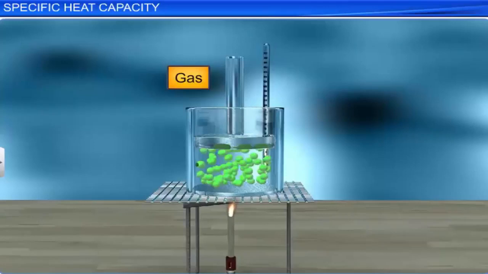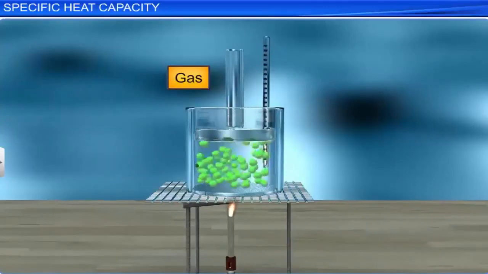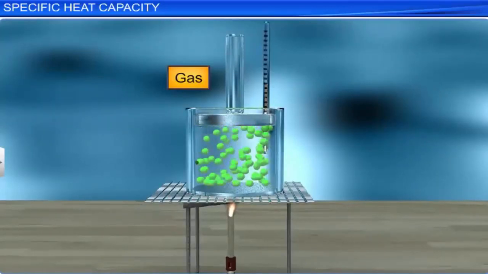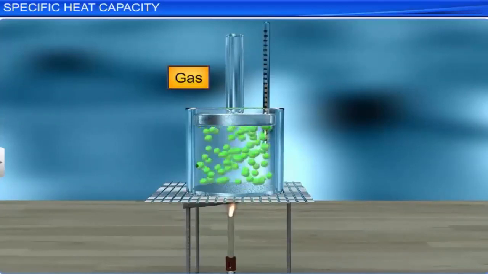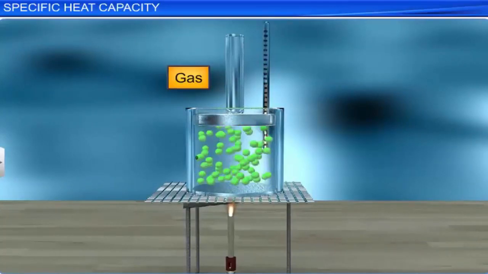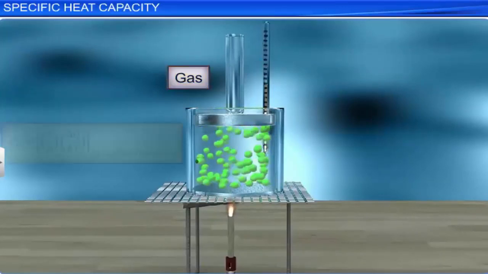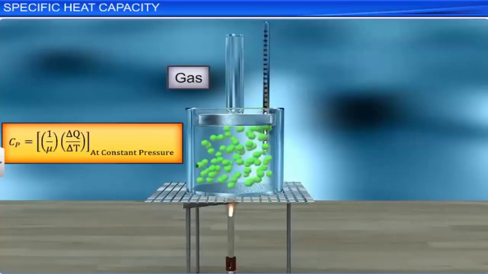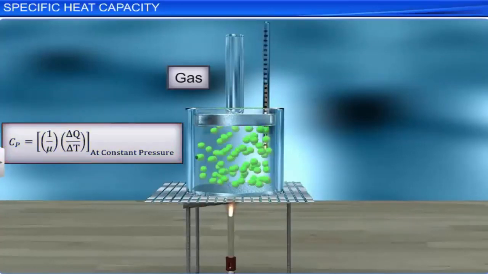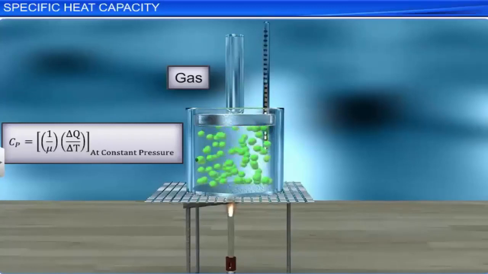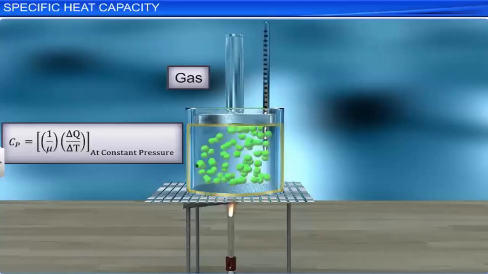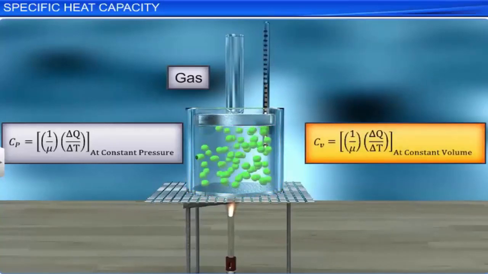If we heat a gas by keeping its pressure constant, then the heat delta Q required to raise the temperature of 1 mole of gas by 1 unit is called its molar specific heat capacity at constant pressure and is denoted by Cp. Cp is equal to 1 by mu into delta Q by delta T at constant pressure. The molar specific heat capacity at constant volume, denoted by Cv, is the heat required to raise the temperature of 1 mole of a given gas at a constant volume by 1 unit. Cv is equal to 1 by mu into delta Q by delta T at constant volume.